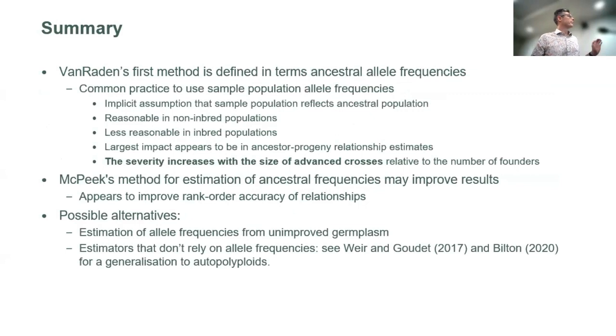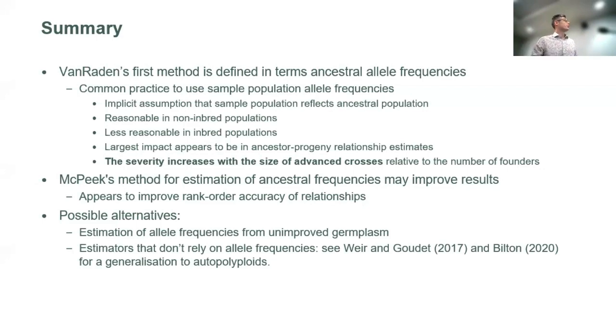So in summary, VanRaden's first method is defined in terms of allele frequencies. It's common practice to use the sample population frequencies in place of the founder allele frequencies. This is reasonable in some populations, particularly if you have a very diverse population without much inbreeding. It becomes less reasonable as your population is more inbred, and the severity of the effect increases with the size of those advanced crosses. So if I was to do that analysis with the exact same pedigree, but with more individuals in those advanced crosses, you just further the effect, and so you make it even more disproportionate.